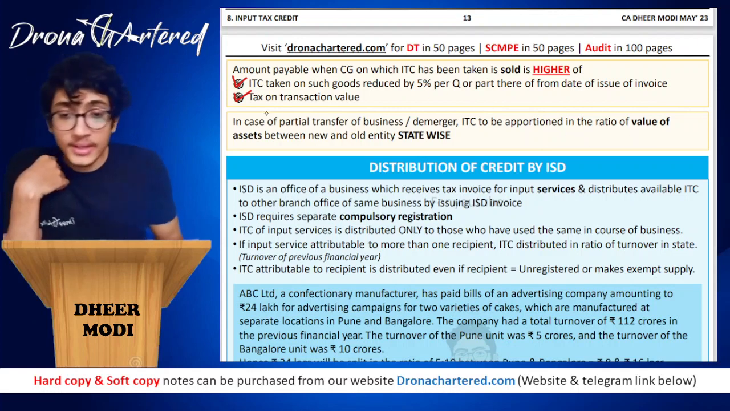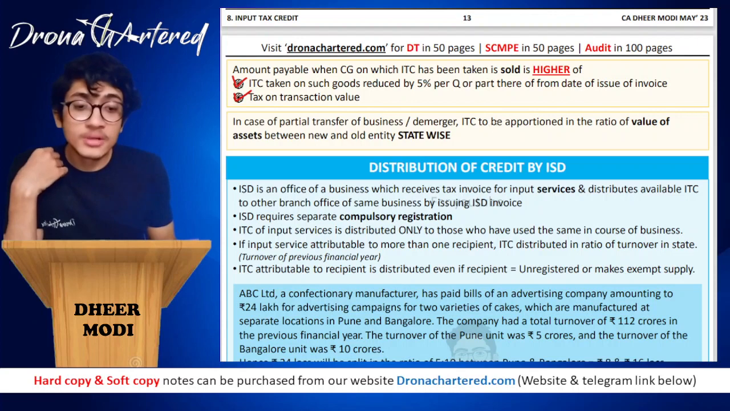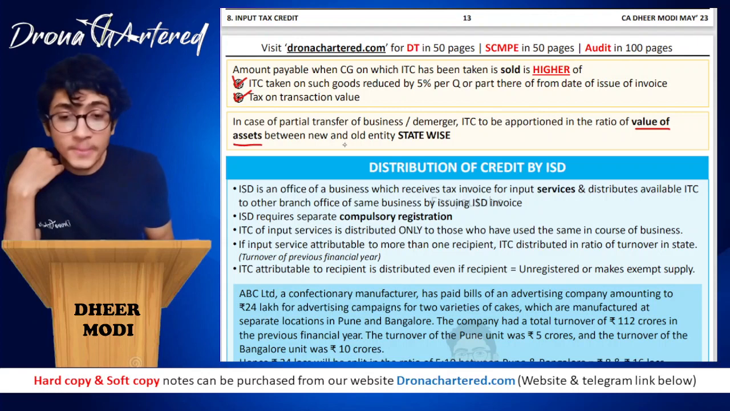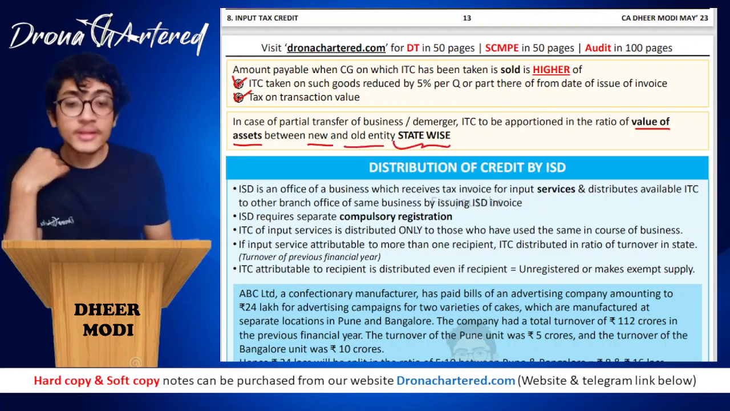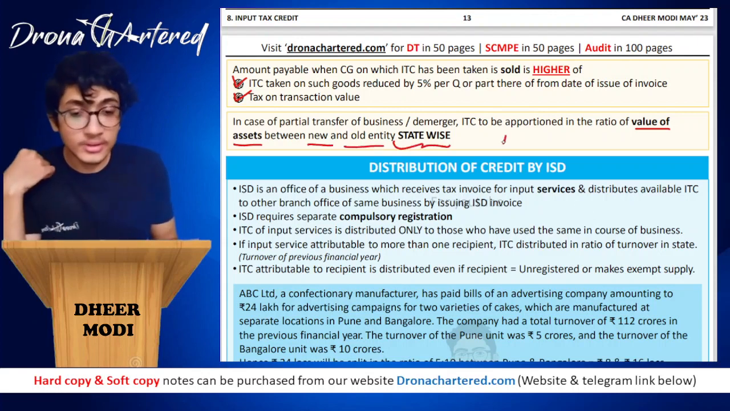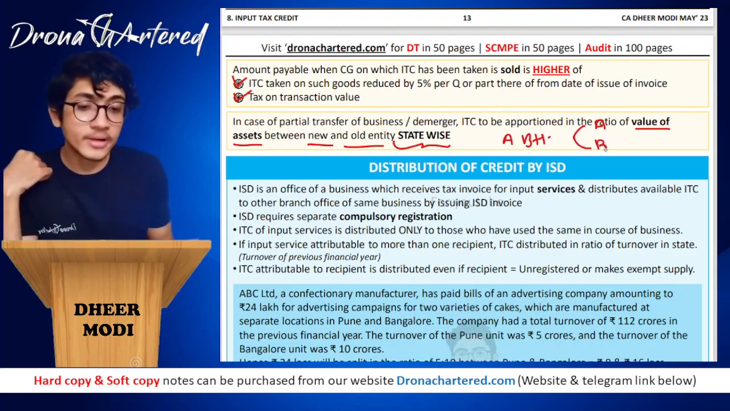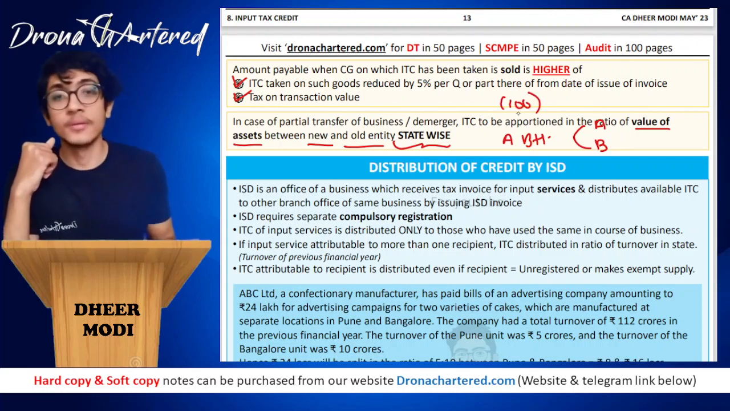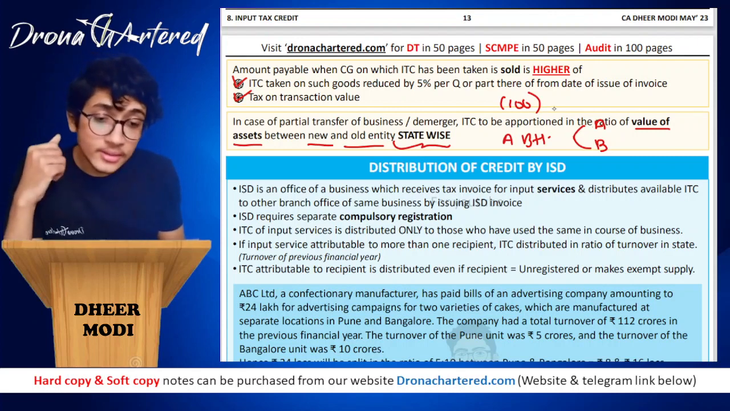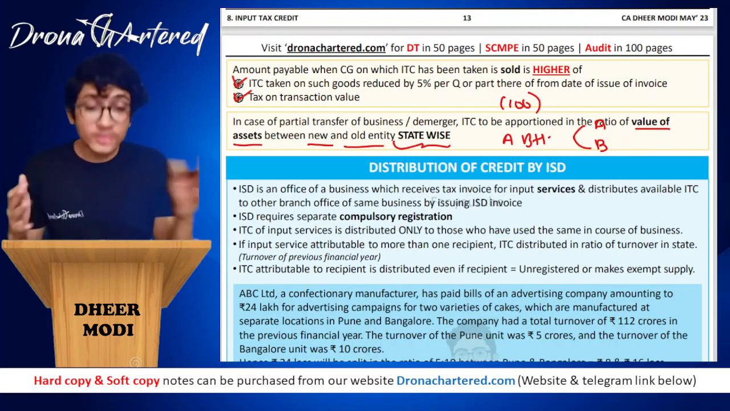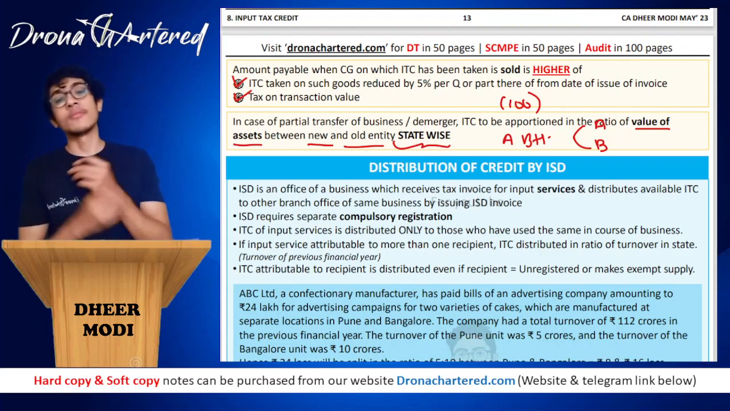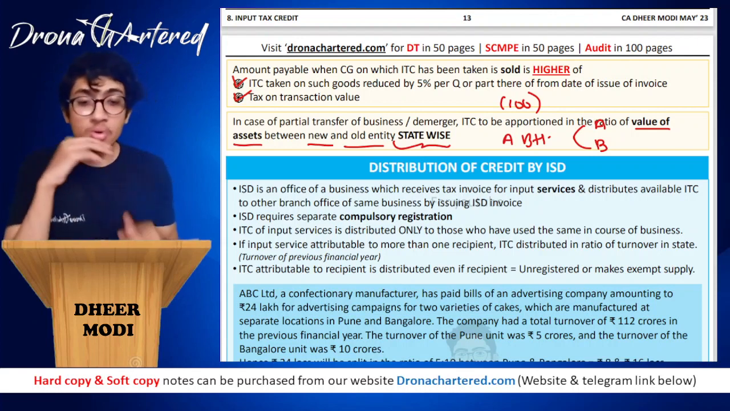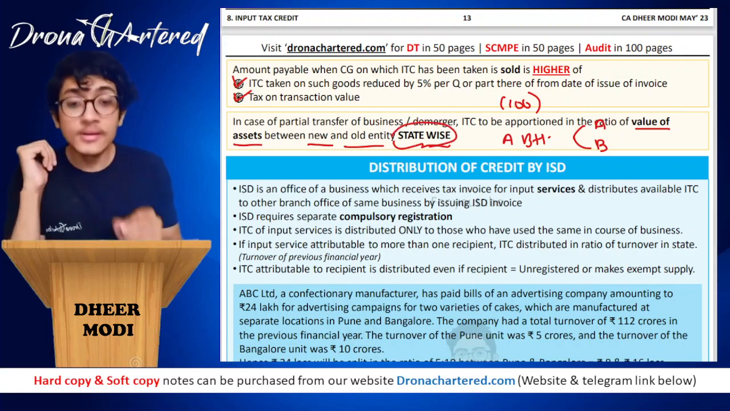In case of partial transfer of business or demerger, ITC is to be apportioned in the ratio of value of assets between the new and old entity. This will be done state wise. For example, we had a company, AB Limited. Now this AB Limited has been bifurcated into A Limited and B Limited, and AB Limited had, say, ITC of rupees 100. So now this 100 will be distributed between A and B based on the amount of assets that each of them have. On that basis, your ITC will be distributed to both of them, and this calculation will be done state wise.